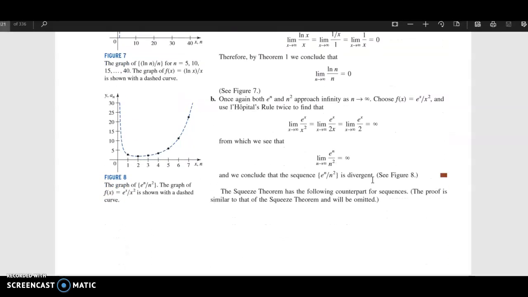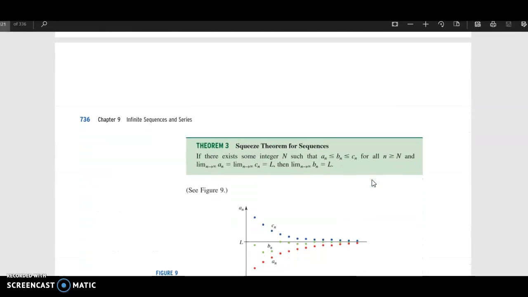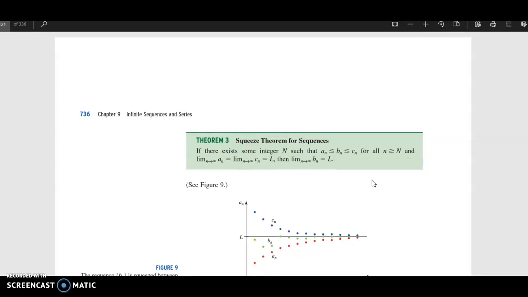I'm going to discuss the next theorem, that is the squeeze theorem for the sequences. What will be the squeeze theorem? A very important theorem. The statement is: if there exists some integer capital N such that an is less than or equal to bn less than or equal to cn, for all n greater than or equal to capital N, and limit n tends to infinity an equals limit n tends to infinity cn equals L, then limit n tends to infinity bn equals L.